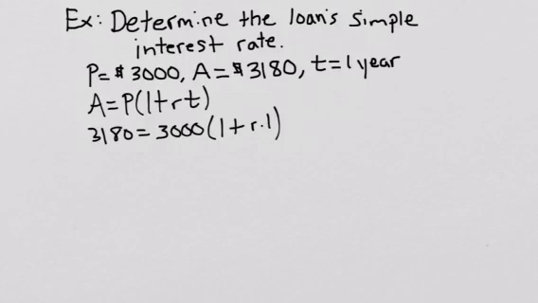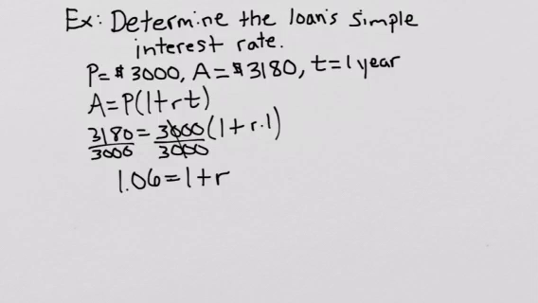So, the first thing we're going to do is try to get rid of this P amount. And so what we're going to do is divide. See how the 3,000 is being multiplied by the 1 plus the R times 1, so we can divide by it to get rid of it. So we divide both sides by 3,000. Now that's going to cancel on the right. And 3,180 divided by 3,000 is 1.06 equals 1 plus 1 times R, which is just R. And so that just gives me 1 plus R.